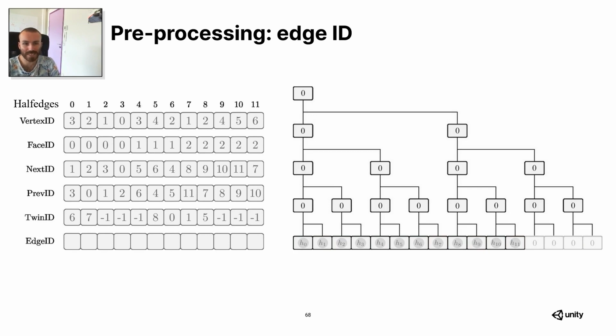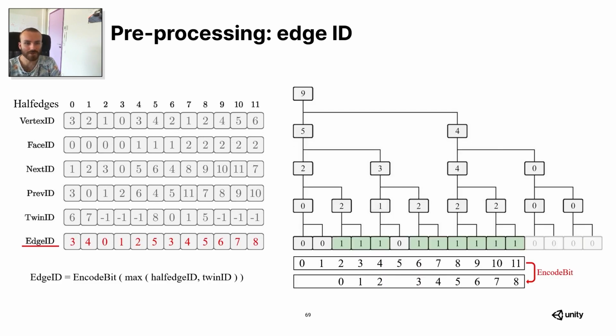And this is what requires us to assign a separate edge ID to each half-edge. To do that, we can again use a bit field paired with a reduction tree, but in a slightly different way. Here, for each half-edge, we set the corresponding bit to 1 in the bit field, but only for one of the 2 half-edges present on each edge, the one with the highest ID. Or in the case of a boundary where there's only one half-edge, we simply use that half-edge directly.